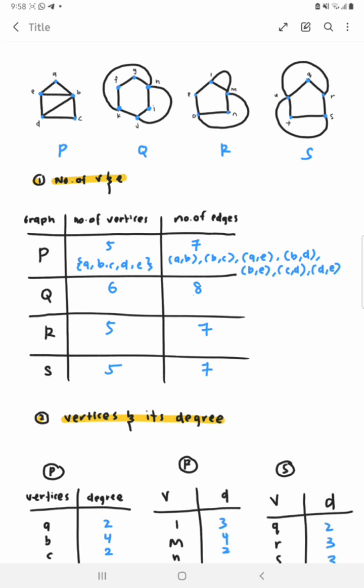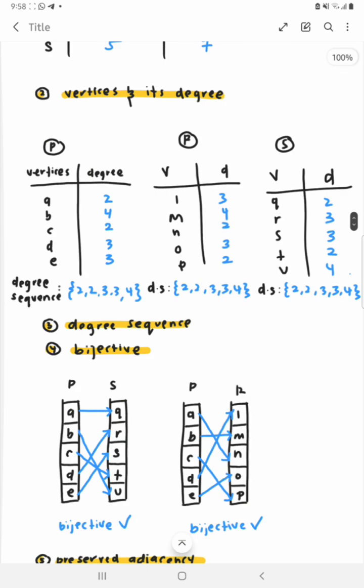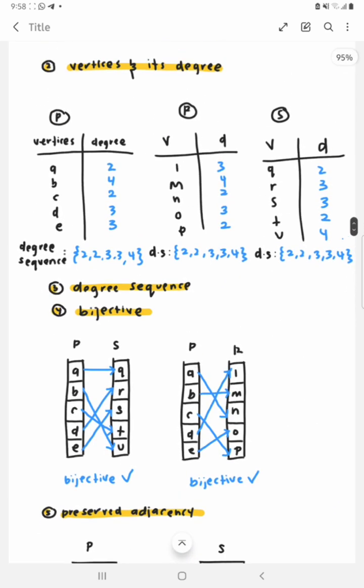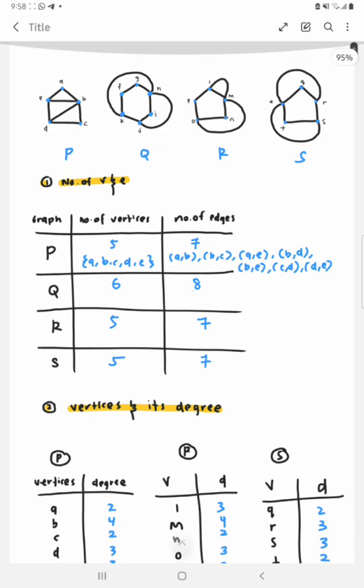Okay, so if you get this question, you've got to do 5 steps. First, write the number of vertices and edges, and then the vertices and their degrees, and then the degree sequence, bijective or not, and the preserved adjacency. Let's go one by one.